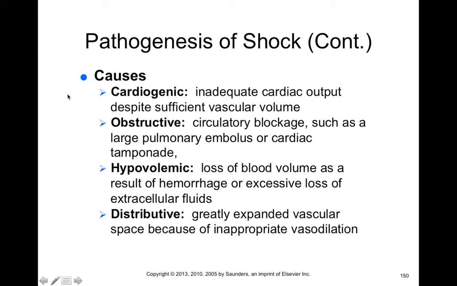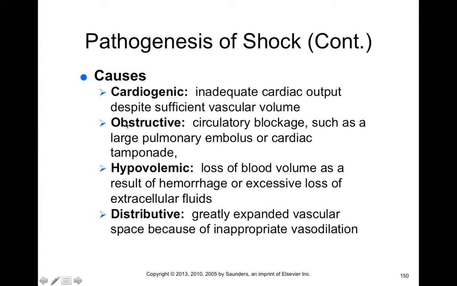Now, the subcauses of shock can be cardiogenic, obstructive, hypovolemic, or distributive. Cardiogenic shock refers to shock that's due to inadequate cardiac output. So with cardiogenic shock, we'll have a sufficient vascular volume, like there's enough blood in the body, but the problem is that our cardiac output is too low to support proper metabolism of most of your body's tissues. So heart failure could cause cardiogenic shock.